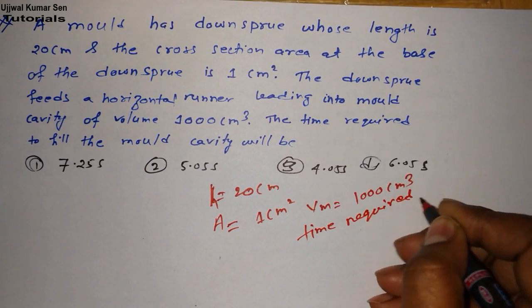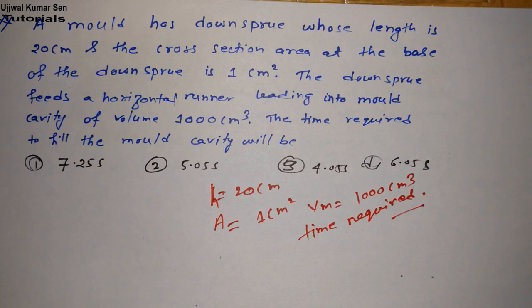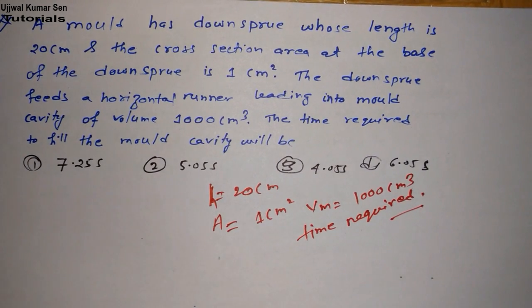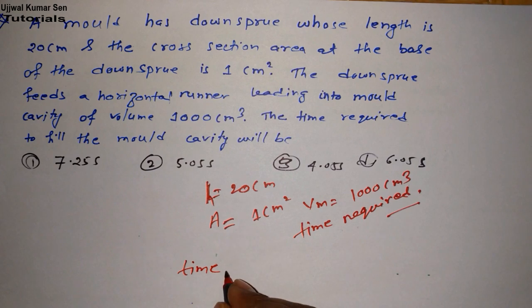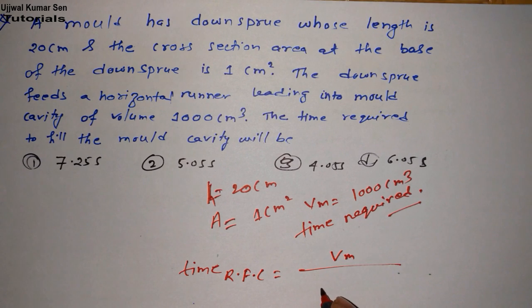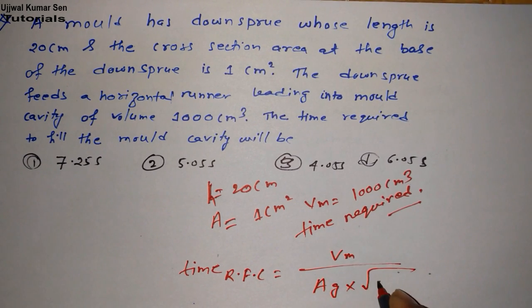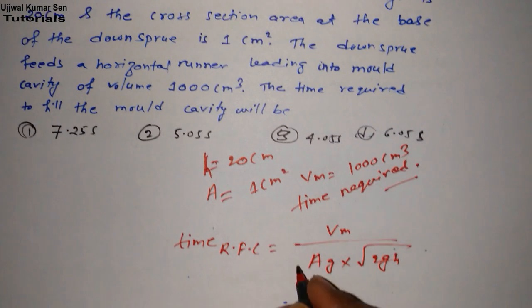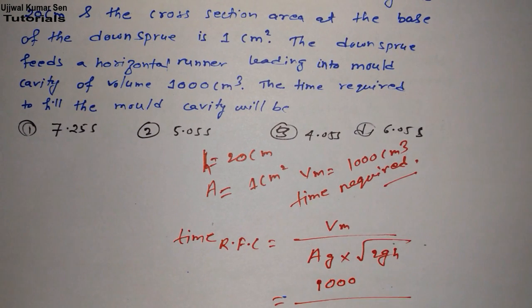As I shared with you at the very beginning of the video, what they will definitely ask is the time required. Most questions in GATE ask how much time it will take to fill the cavity with molten metal. This is the main concept we need to grasp to crack GATE questions. So what is the formula for time? Time required for filling the cavity is equal to volume of the mold divided by area of the gate times root of 2gH. So volume is 1000, area is 1, 2g, just leave it, and height 20.